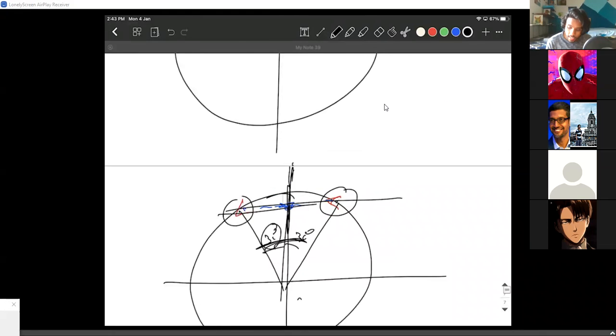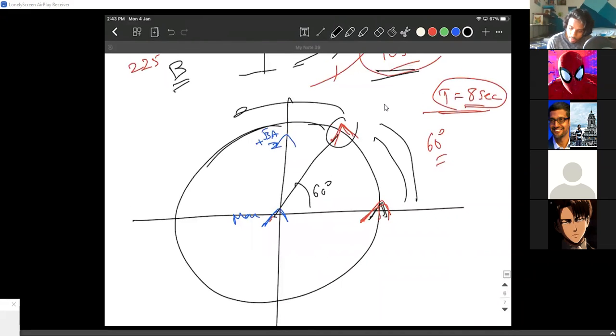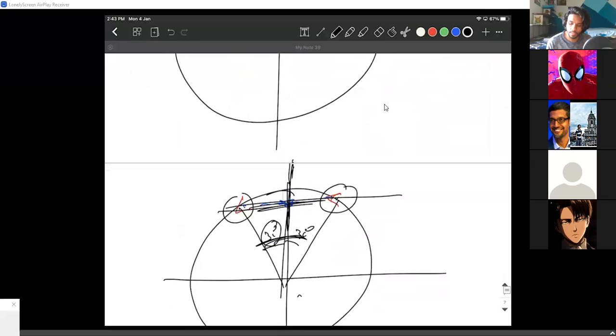To make it 30 degrees, let us look at this particle. It has to go all the way out to make 30 degrees, so it actually traveled 60 degrees. This traveled here, this traveled here. That is when they met.